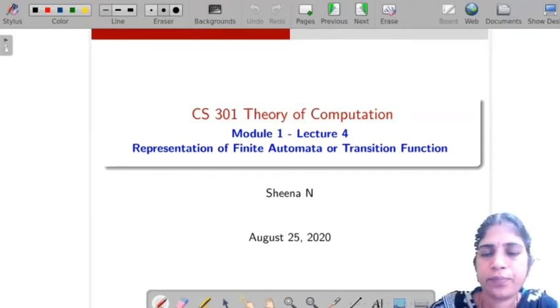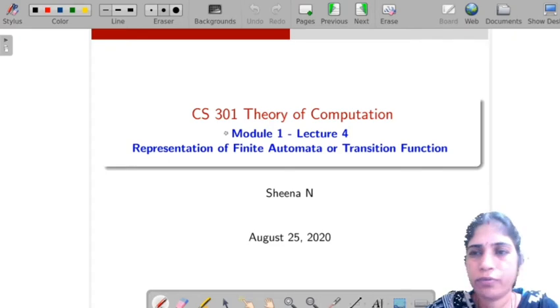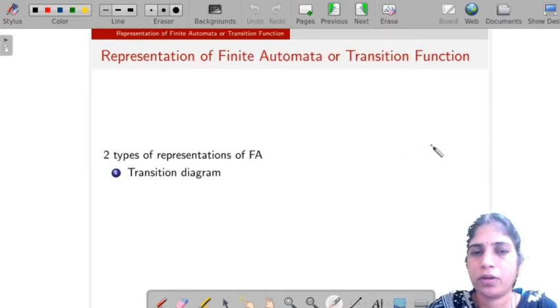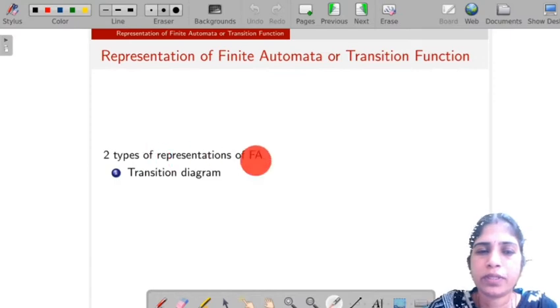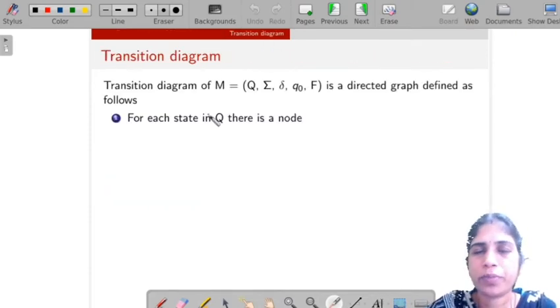Hello students, in the previous video we studied what is finite automata, what is the mathematical definition of finite automata and the block diagram of finite automata. In this video we will study how to represent a finite automata or the transition function. There are two methods for representing finite automata. First one is transition diagram and the second one is transition table. First we discuss how to represent a finite automata using transition diagram.